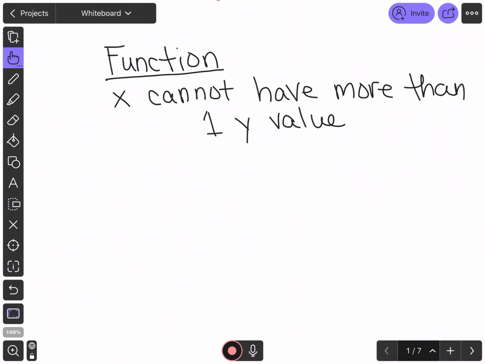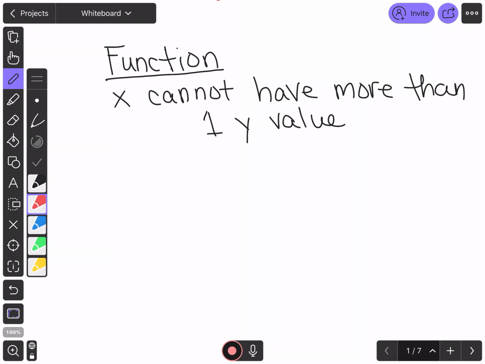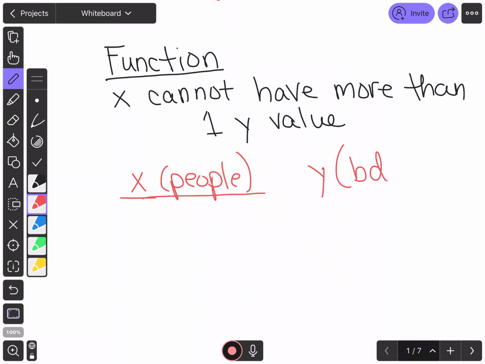Today we'll be reviewing functions. A function states that x cannot have more than one y value. The way I like to think about it is people and their birthdays. The people are the x values, and the y values are the birthdays.